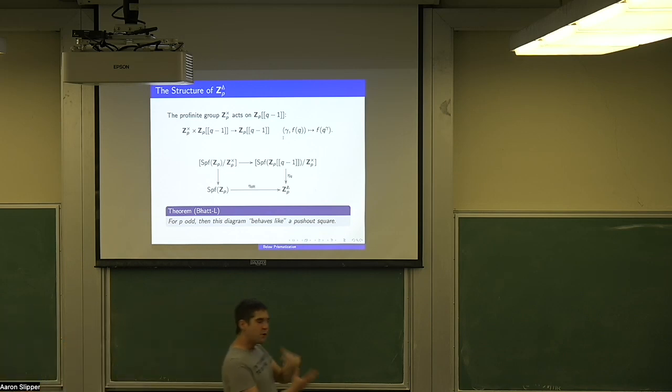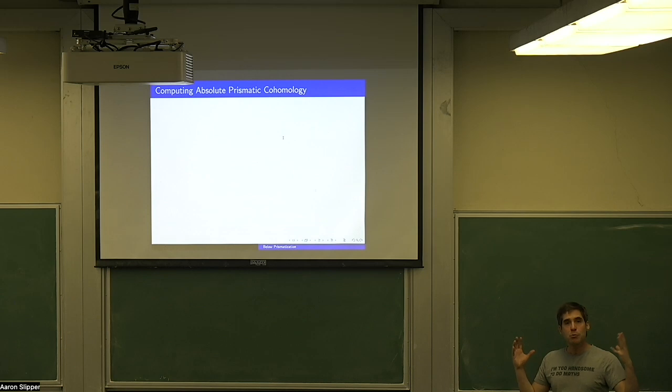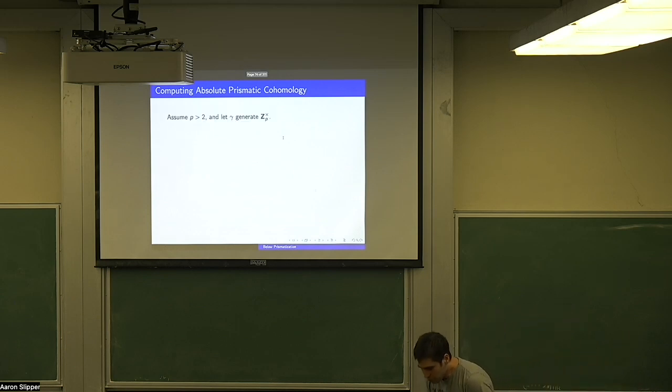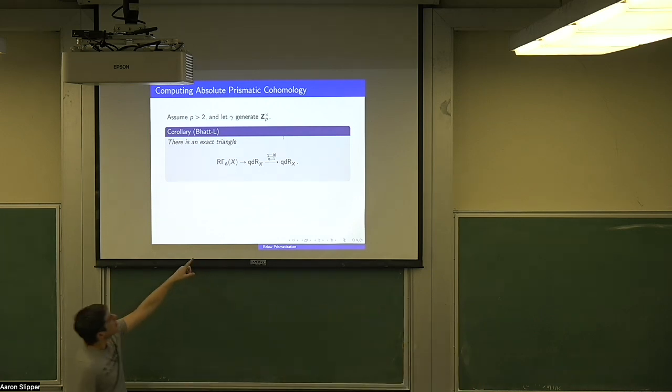For purposes of computing cohomology of things. So let me just give an example of one consequence of this. If you want to compute the absolute prismatic cohomology of some variety X, and you're at an odd prime, there's a simple relationship of this with the q-de Rham complex. Namely, the q-de Rham complex of X. First, we're at an odd prime, so Z_p^* is topologically cyclic.